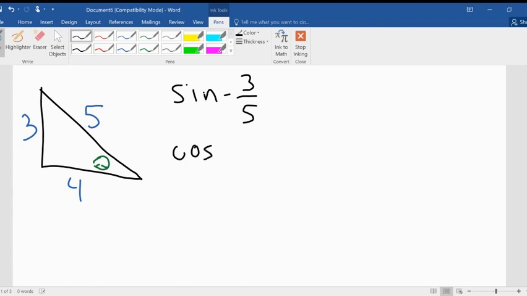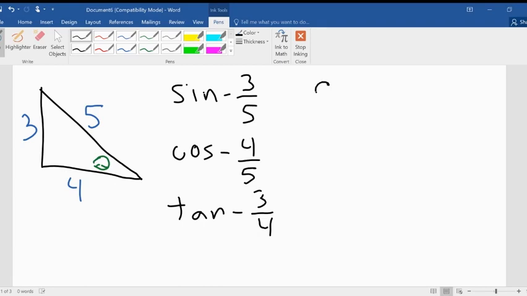For cosine, it's adjacent. Remember, adjacent means next to, so next to theta is the 4 down here. So it'll be 4 over 5. And then tangent will be opposite over adjacent. The opposite of theta is 3 and the adjacent is 4. We just leave them as fractions like that. And then to get our other three, all we do is flip these.